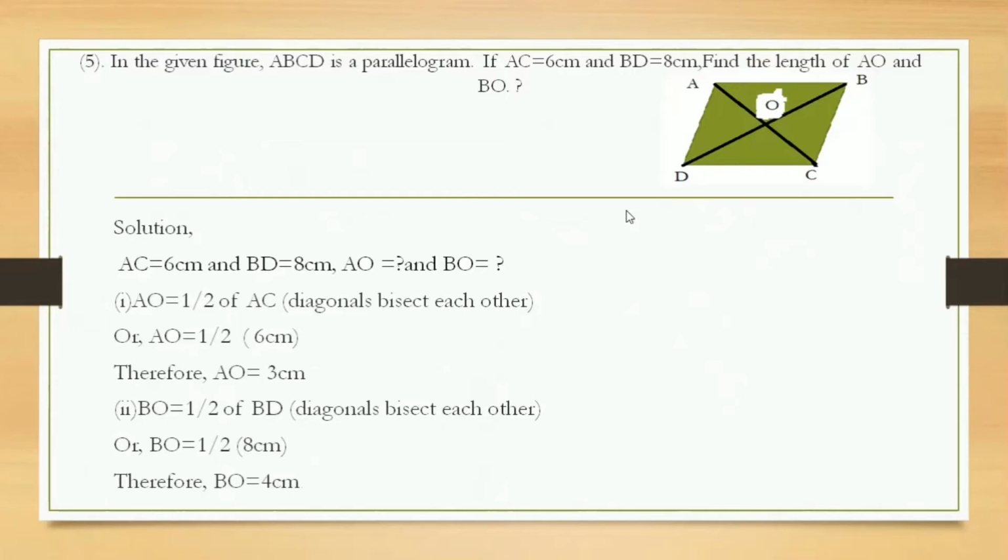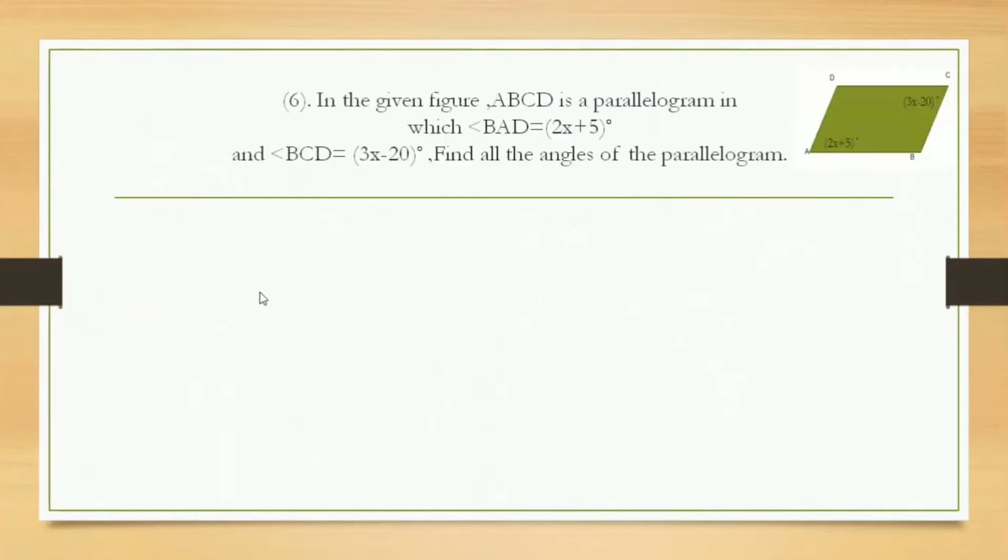Now next, question number 6. In the given figure, ABCD is a parallelogram in which angle BAD equals 2x plus 5 degrees and angle BCD equals 3x minus 20 degrees. Find all the angles of the parallelogram. All angles you have to find out. These are the opposite angles of a parallelogram. That's why they will be equal.